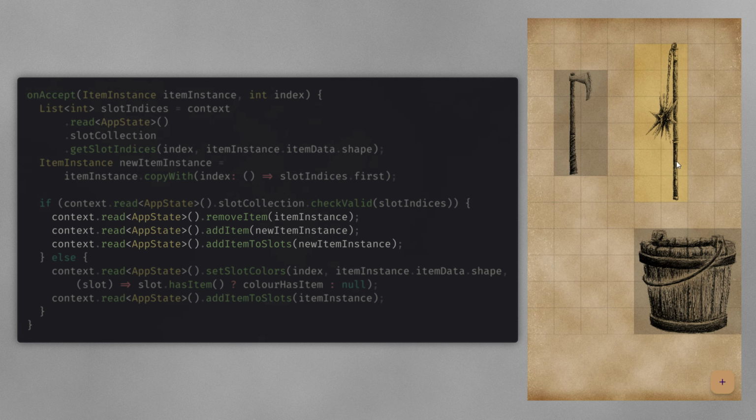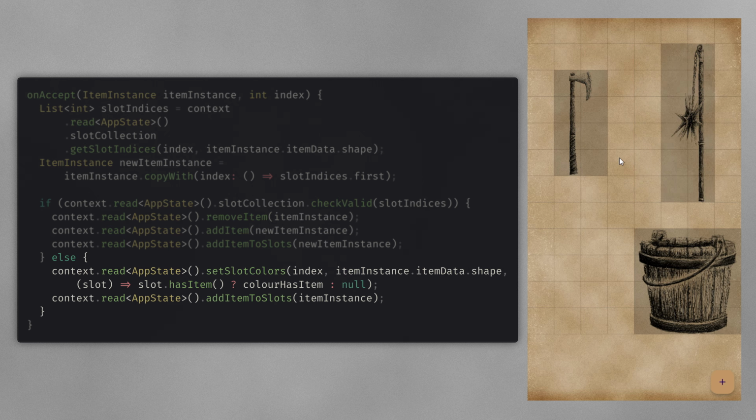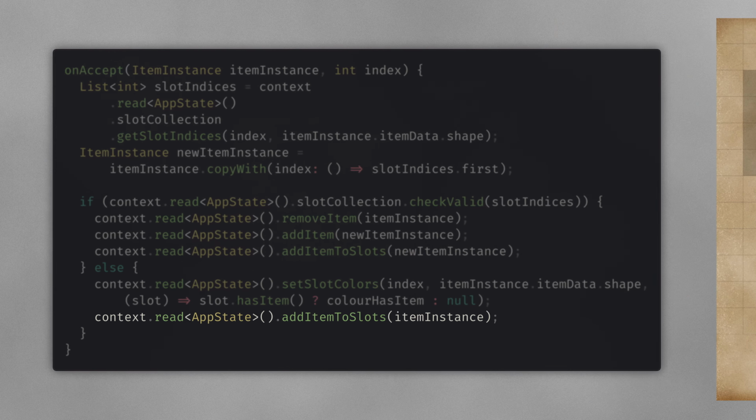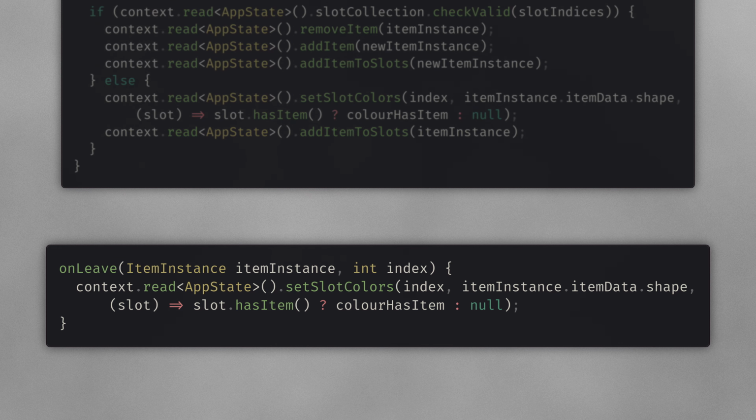In OnAccept, if the new position is valid, the currently held item is removed, and the newly positioned item is added to the item instances list and to the slots. If it's invalid, the slot colours are reset, turning grey for slots with an item in, and null for those without. The held item is then added back where it came from. OnLeave uses almost the exact same line from OnAccept, resetting the colours of all slots that the item was hovering over.